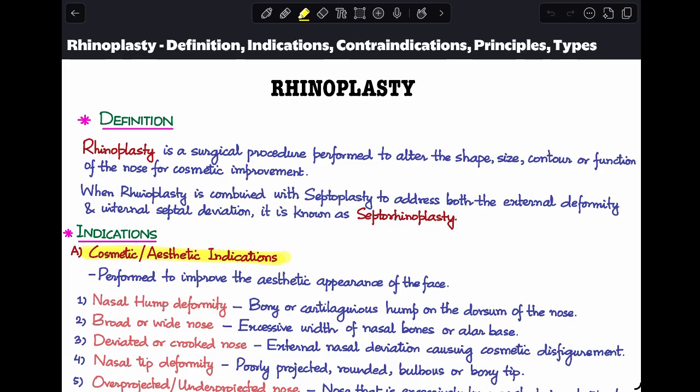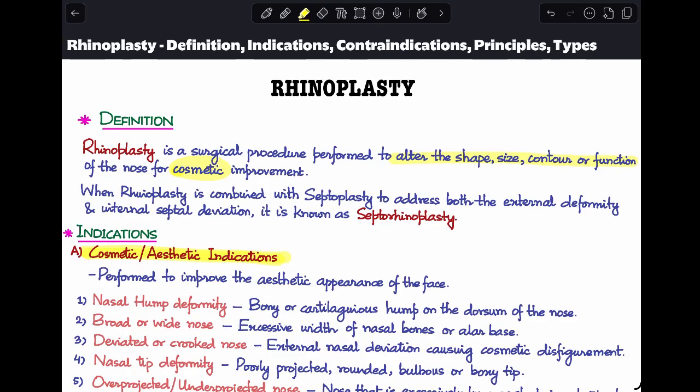Okay, so let's get started. So, first of all, what is rhinoplasty? We all know that very commonly, we refer to rhinoplasty in common man's terms as nose jobs. Basically, rhinoplasty is a surgical procedure which is performed to alter the shape, size, contour, or function of the nose, mostly for cosmetic improvement. So it is most of the times a very cosmetic surgery that is done electively to alter the shape, size, or contour of the nose.